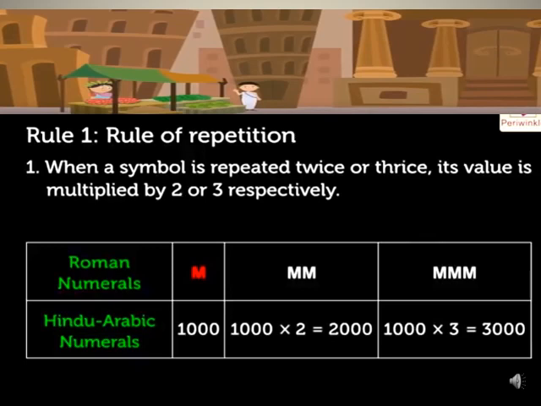When a symbol is repeated twice or thrice, its value is multiplied by 2 or 3 respectively. For example, M is equal to 1000. MM is equal to 1000 multiplied by 2, which is equal to 2000. MMM, 3 times, is equal to 1000 multiplied by 3, which is equal to 3000.